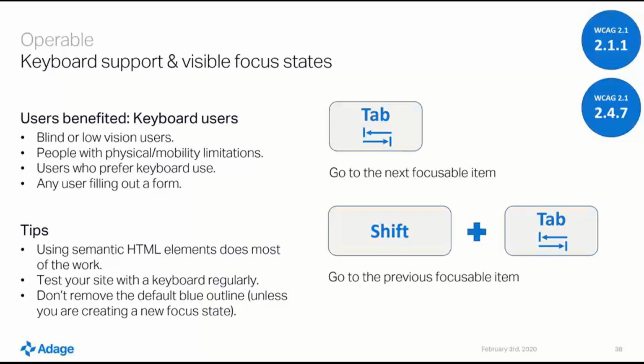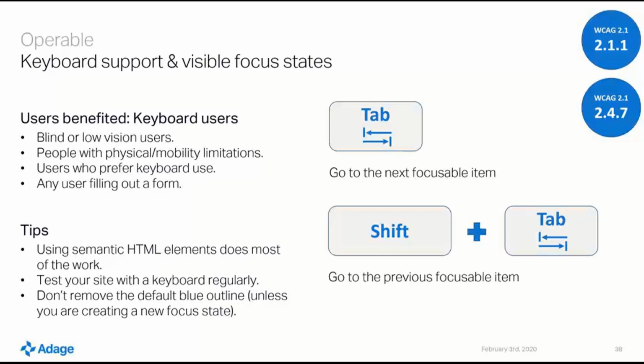And some helpful tips for keyboard support. One is that using correct semantic HTML elements does most of the work, and good markup leads to good keyboard support. Test your site regularly. Remember the canary in the coal mine approach here. And don't remove the browser's default blue outline for focused elements unless you're replacing it with a better, more visible focus state. And if you're new to navigating via keyboard, the main mechanism you'll be using is the tab key.